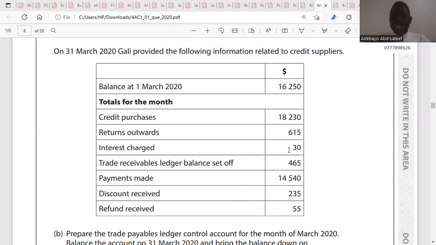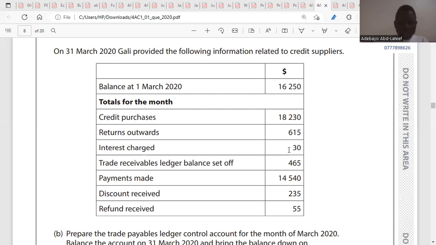Also, when there is a set-off, it means that your supplier has bought some things from you at the same time as you are buying from your supplier. So you have made some exchange. Maybe you bought something of 400 from your supplier, and your supplier bought something of 200 from you. So instead of paying 400, you're going to pay 200 to your supplier, right? That is what we call set-off. So you record it on your debit side.